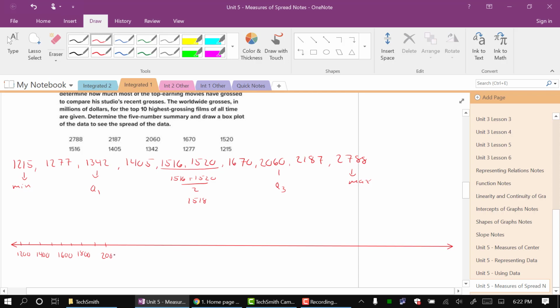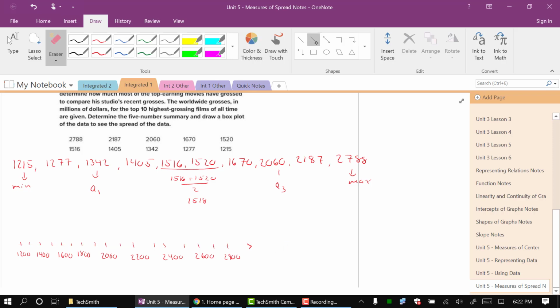Then 1900, 2000, 2100, 2200, 2300, 2400, 2500, 2600, 2700, and 2800. And that's where our data is going to end because our biggest number is right there. So we'll just put the data from here to here.